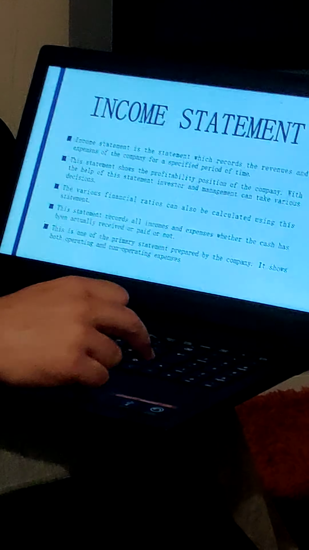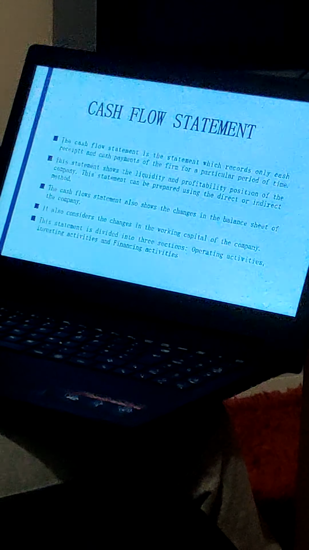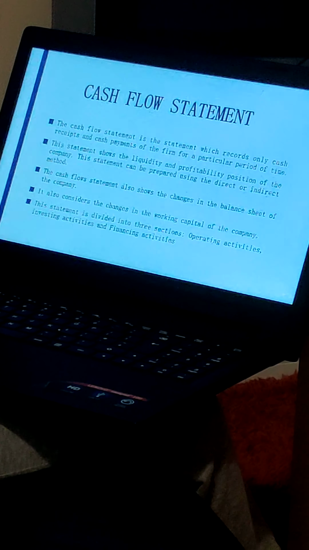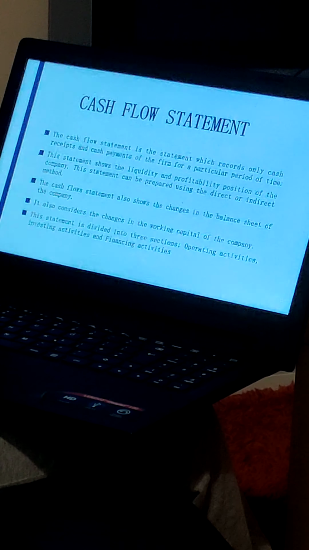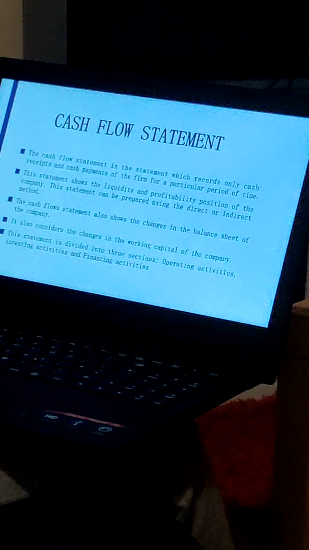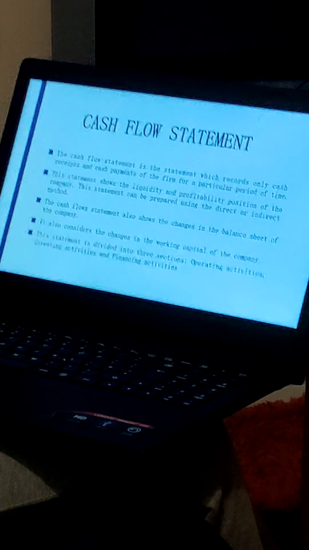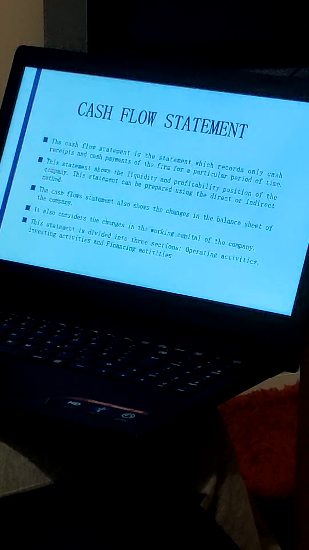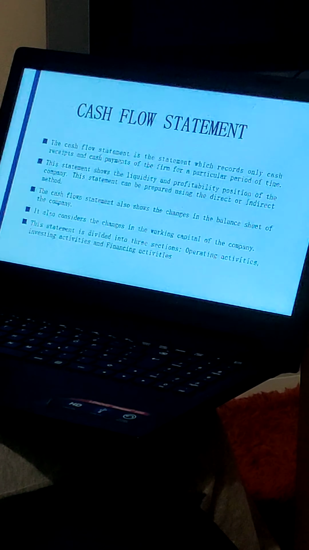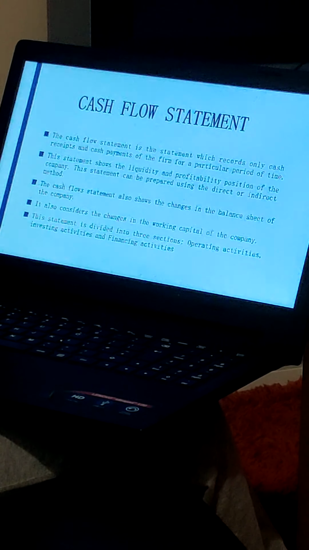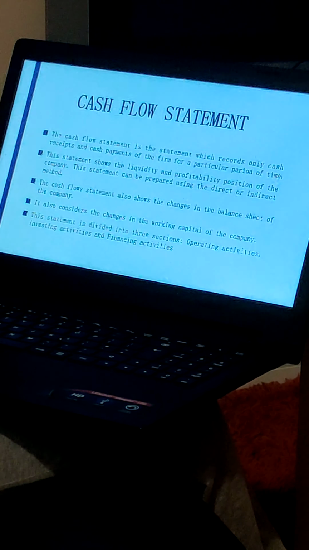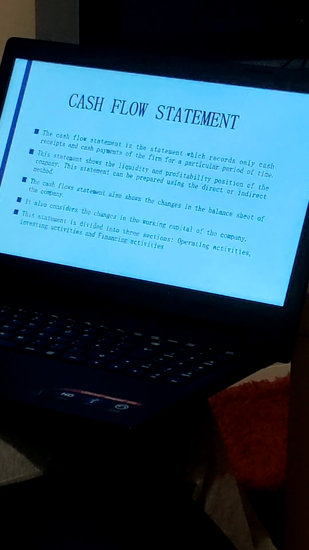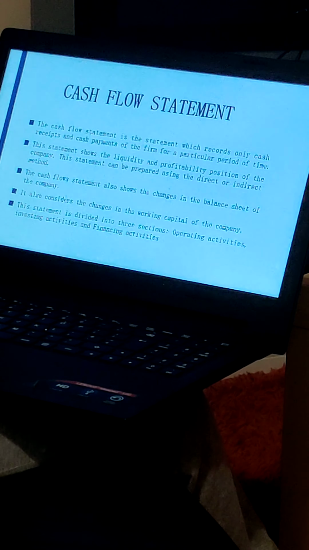Now let's go to the second topic, that is cash flow statement. The cash flow statement records only cash receipts and cash payments of the firm for a particular period of time. The statement shows the liquidity and profitability position of the company. This statement can be prepared using the direct or indirect method. The cash flow statement also shows the changes in the balance sheet of the company. It also considers the changes in working capital of the company.